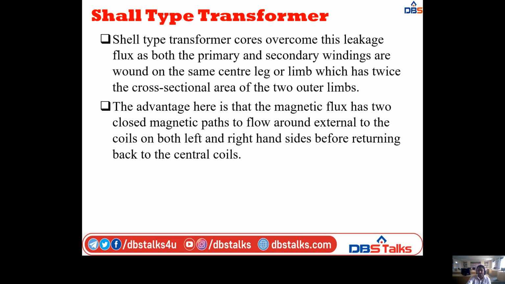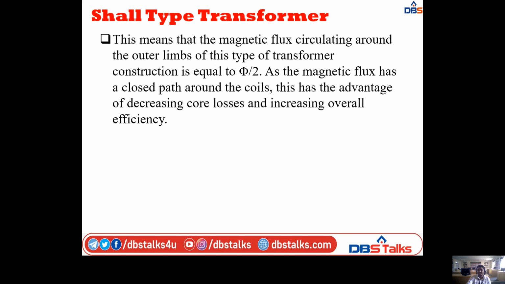So the advantage here is that the magnetic flux has two closed magnetic paths. You already know this one from the diagram. The magnetic flux has two closed magnetic paths to flow around external to the coils on both left and right hand sides before returning back to the central coils. This means that the magnetic flux circulating around the outer limbs of this type of transformer construction is equal to phi by 2.